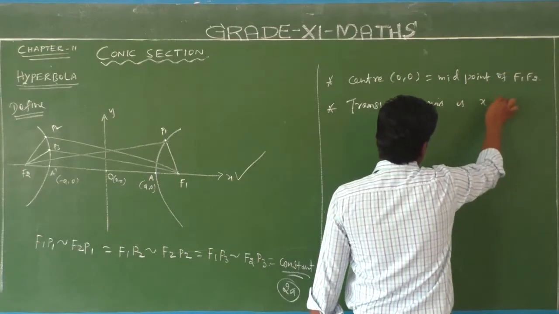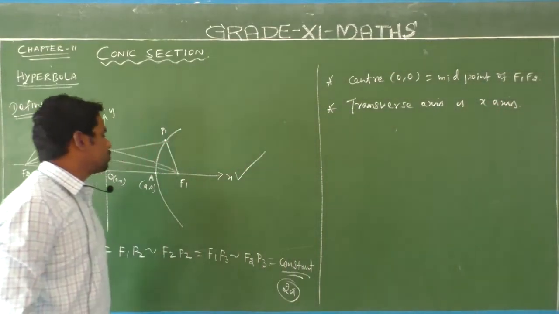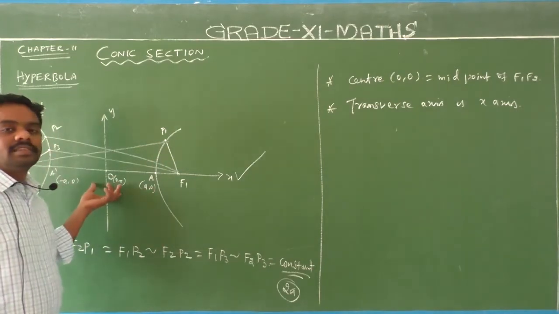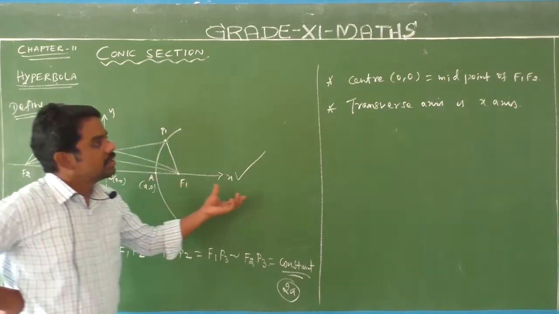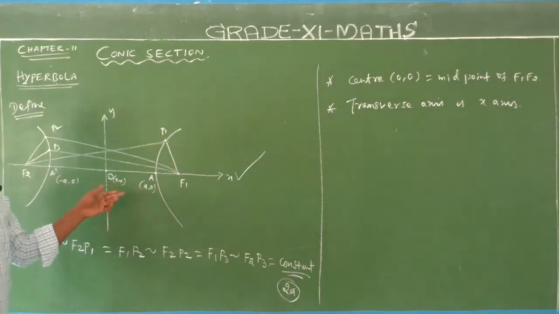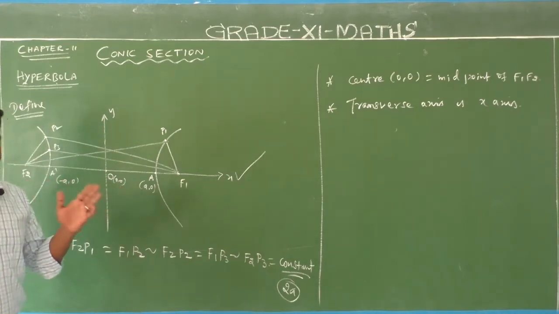This is the X axis. This transverse axis, the X axis, passes through F1, the center at origin (0, 0), and the point F2. F1 and F2 are two fixed points.